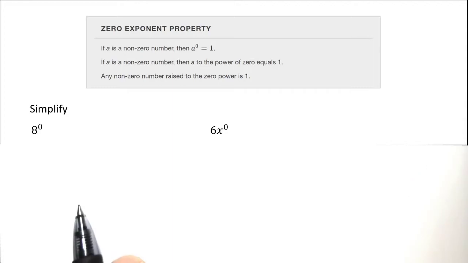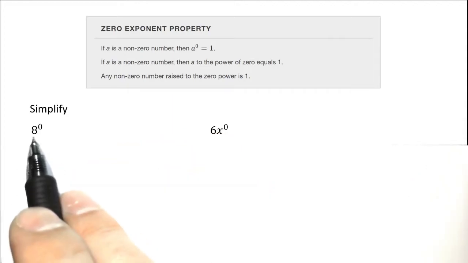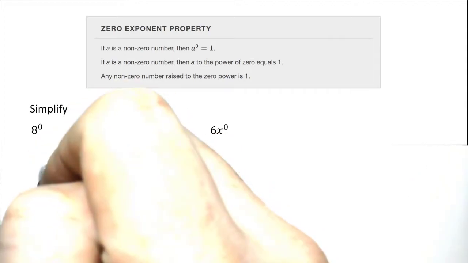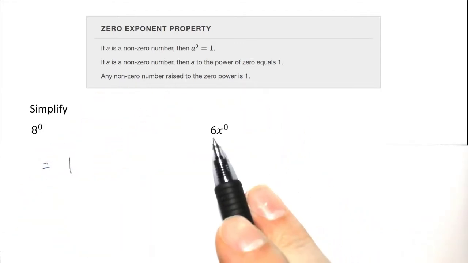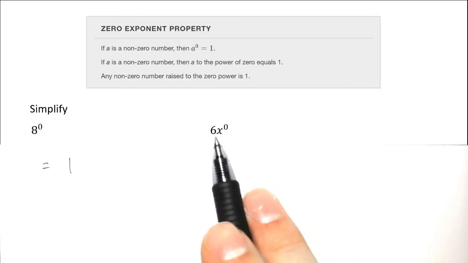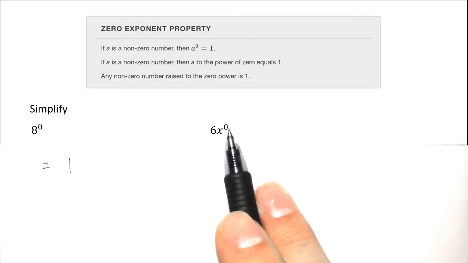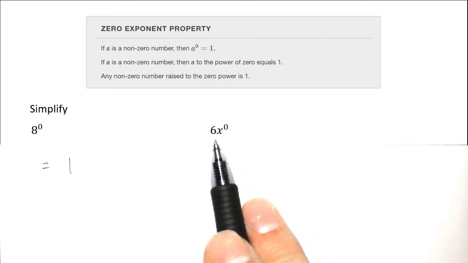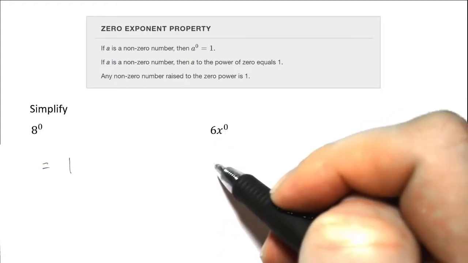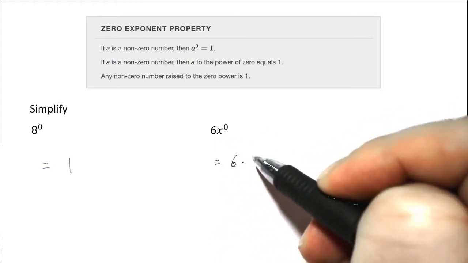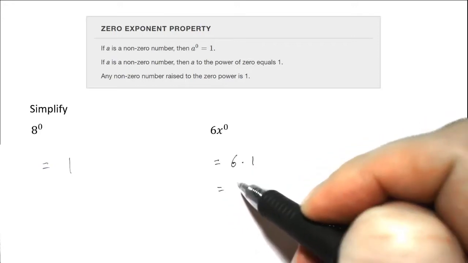So 8 to the 0. Well, 8 is a non-zero number, so when we raise it to the 0 power, we get 1. That's the answer. Look at this one, 6x to the 0. Well, notice that 6 is not being raised to the 0, only x is. So remember in these problems, we always assume the variable is non-zero. So this is a non-zero number raised to the 0 power. So that's 1. So that means that this thing is equal to 6 times 1. So it's equal to 6.